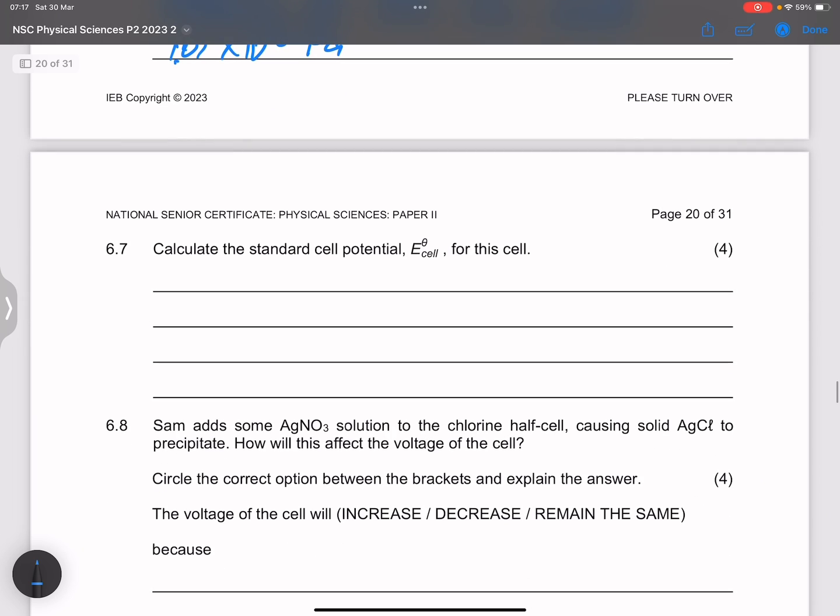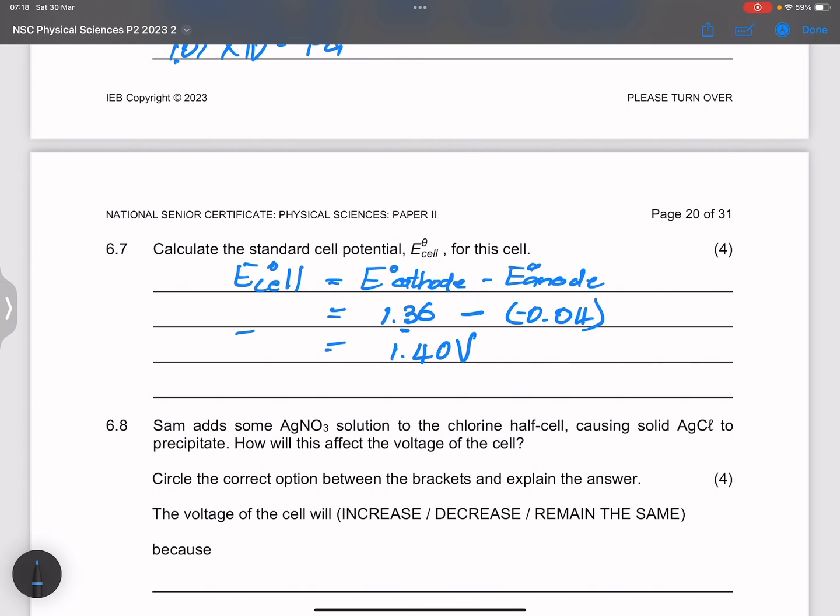And then they say to you, calculate the standard cell potential for the cell. Now remember, you already know which one is the anode and which one is the cathode. So we're going to just say E cell standard is E cathode minus E anode. You just read that off from your cell, and please make sure that you take the correct ion. It's 1.36 minus, remember in this case for chlorine, that's chlorine, and this is iron, 0.04. In this case we get 1.4 volts. So that's our answer right there.